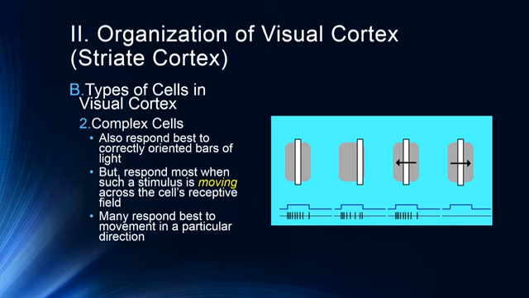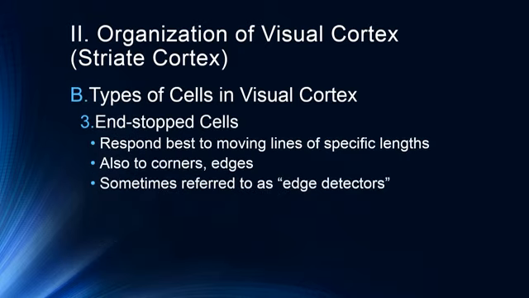So we get maximal responding to features in a particular orientation and moving in a particular direction. The simple cells respond just to a stimulus sitting there. Complex cells respond best to stimuli that are moving. End-stop cells respond best to moving lines of specific lengths, into corners and edges, and these are sometimes referred to as edge detectors. And this helps us determine where a stimulus starts and stops.